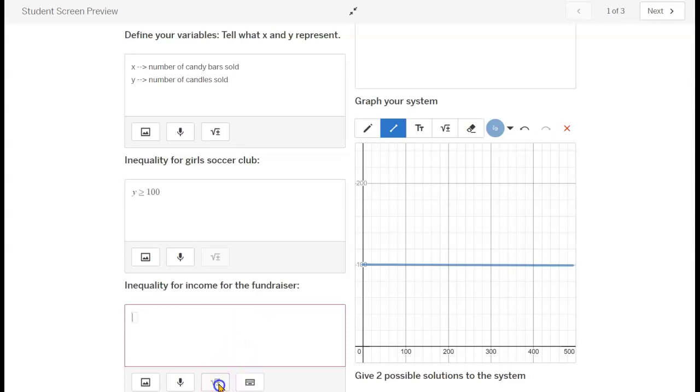And I want to hit that math button again. We're going to do 4y, because that's 4 times the number of candles, plus 2 times the number of candy bars. And we need to make more than $800. More than. So think about what sign that would be.